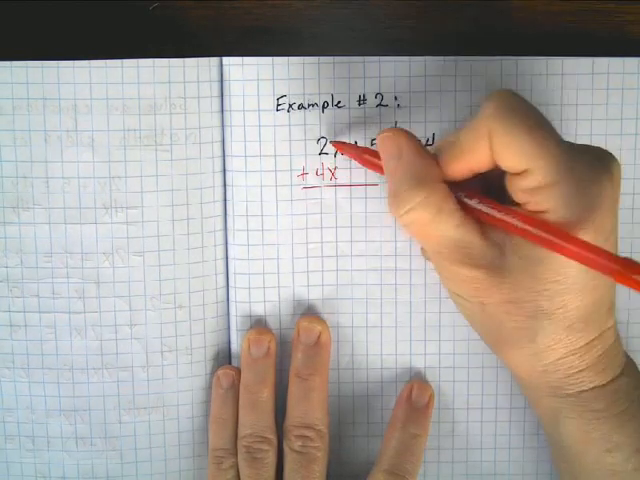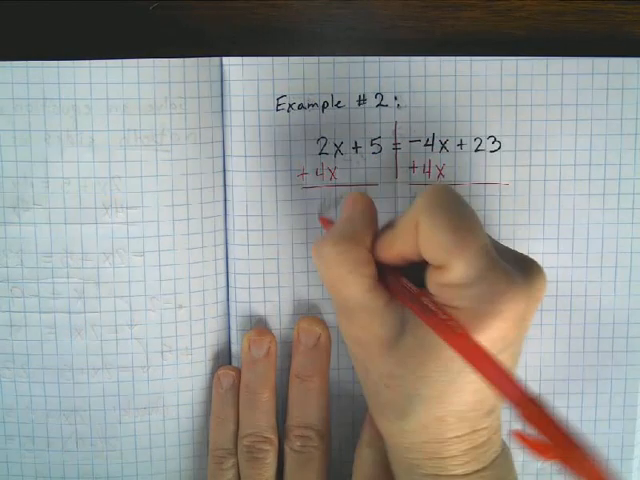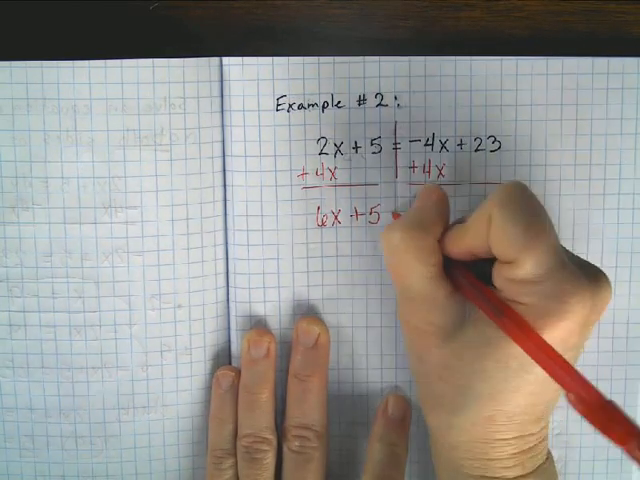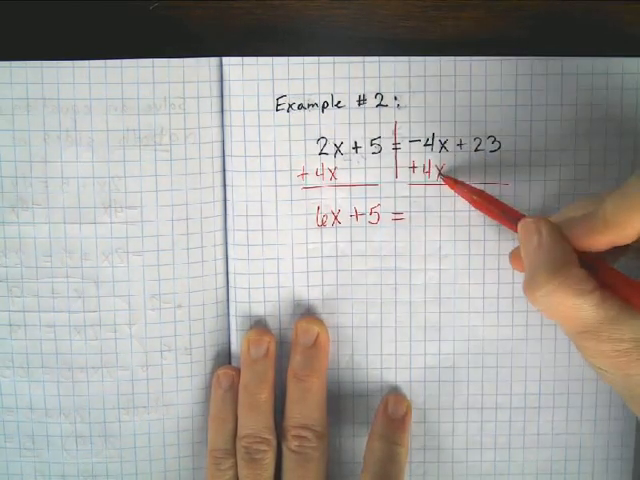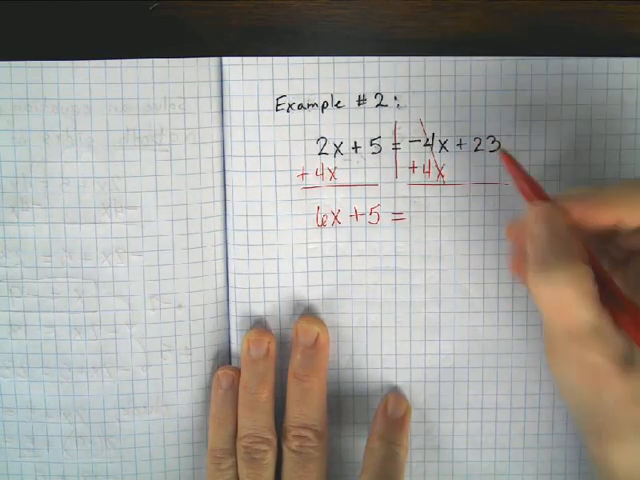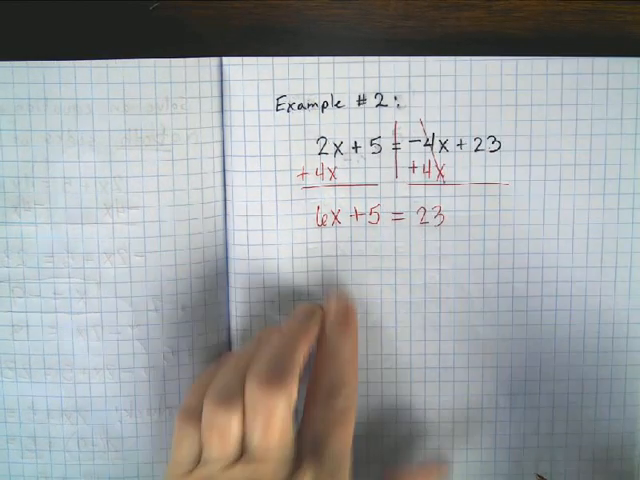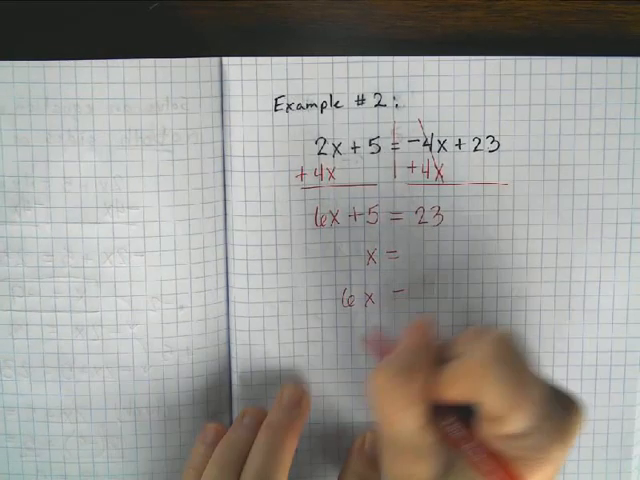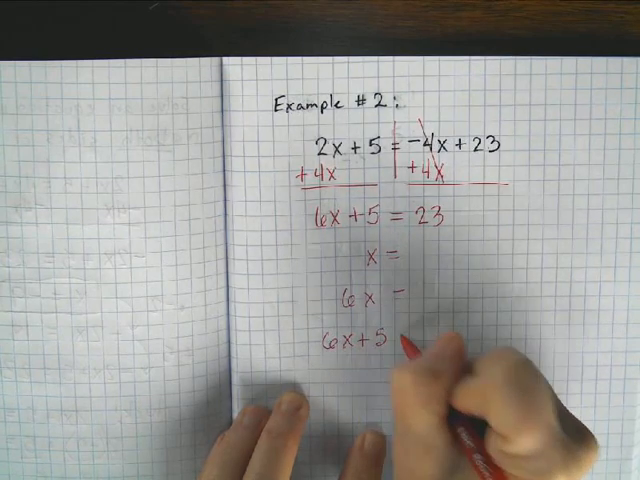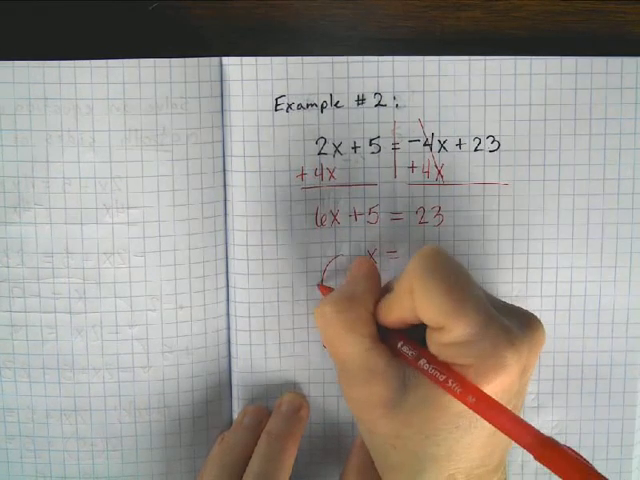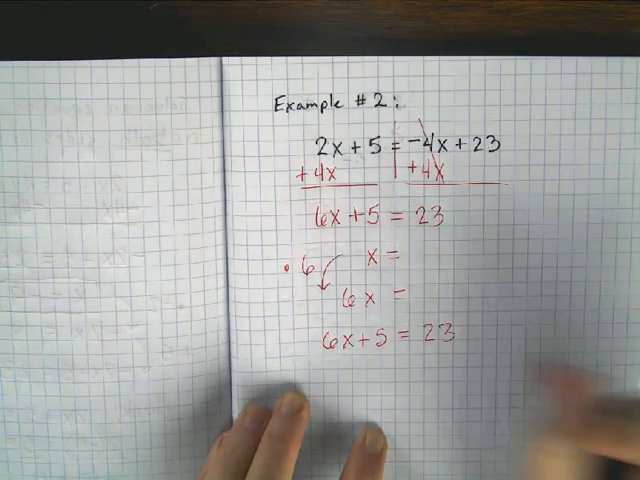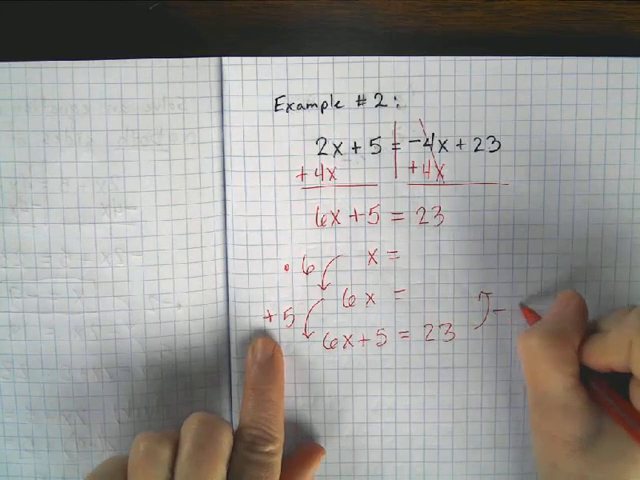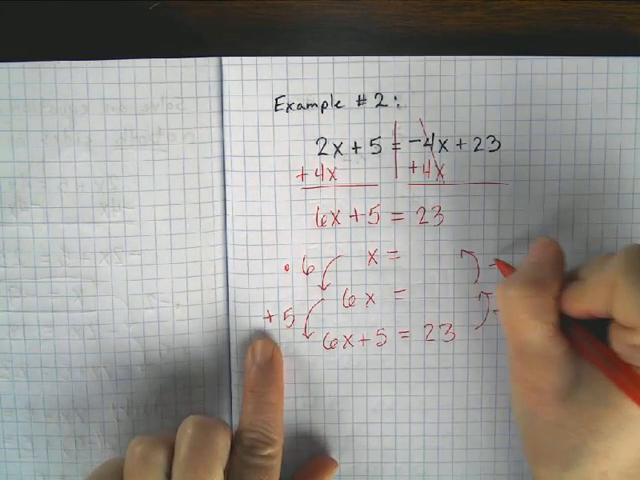So 2x plus 4x is 6x. I still have my plus 5, equals negative 4x plus 4x is 0. I still have my 23. Now I'm ready to solve. 6x plus 5 equals 23. So x is being timesed by 6 and then added by 5. So I need to do the opposite, minus 5, and then divide by 6.